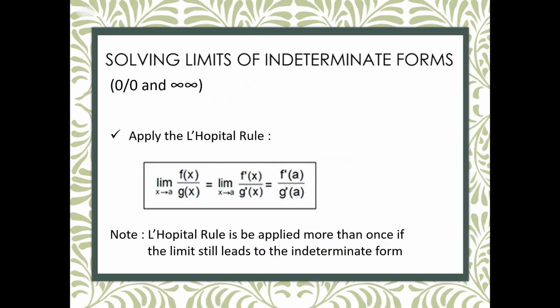To solve such limit, you need to apply the L'Hopital rule, that is by differentiating both numerator and denominator separately before applying direct substitution. Take note that L'Hopital rule can be applied more than once if the limit still leads to the indeterminate form.